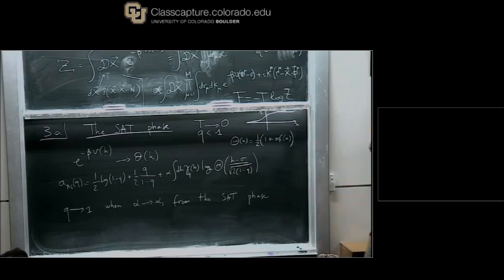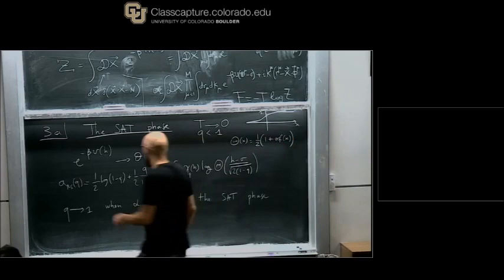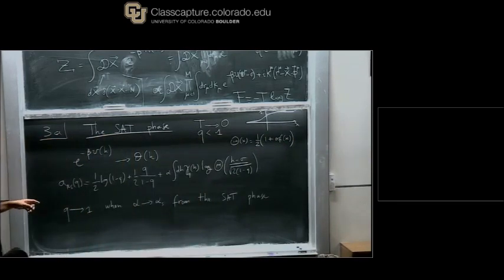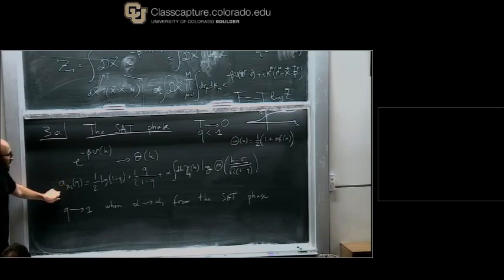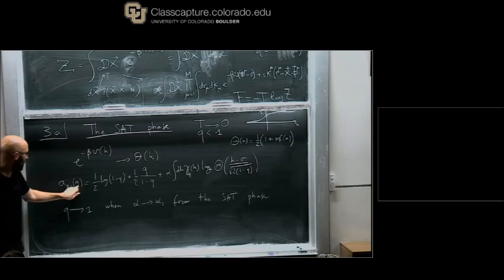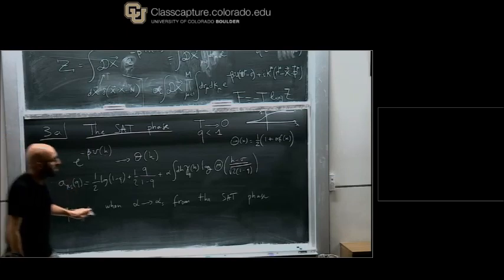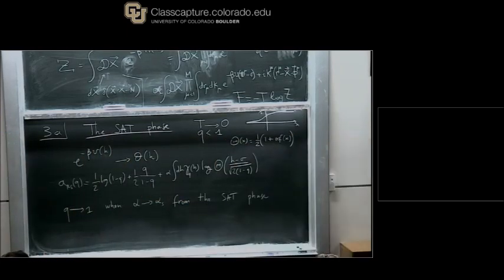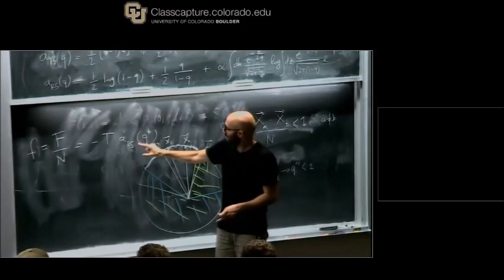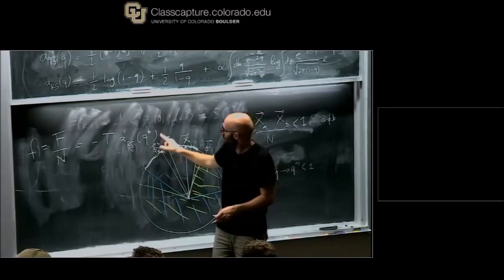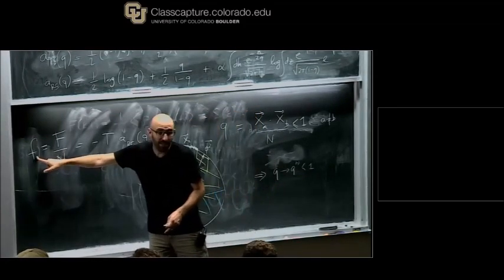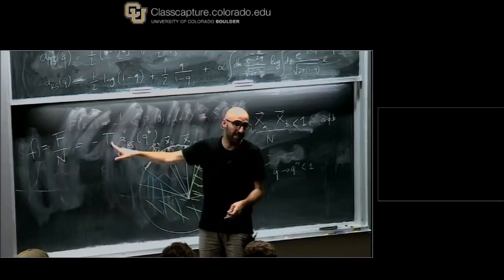And by the way, this is the function A of Q in the SAT phase. It doesn't depend anymore on temperature because I sent the temperature to 0. The only thing I have to do is to minimize with respect to Q. Once I do that, I get the free energy. The free energy is minus T times this function, which does not depend on temperature anymore. So this means that the free energy is going to be linear in T.